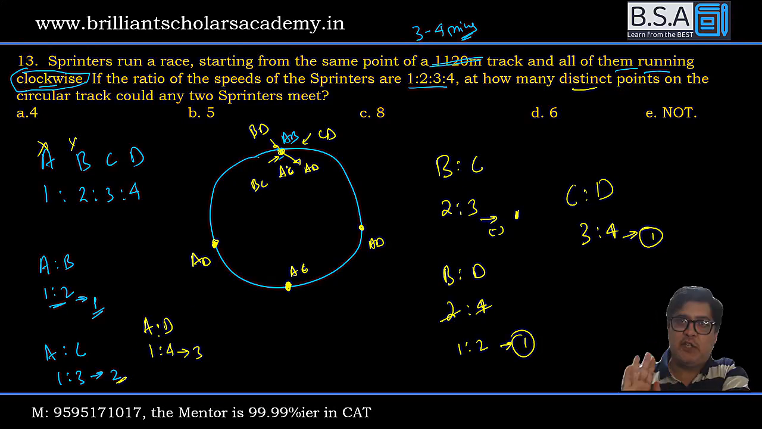So how many points can they meet at? Any two sprinters should meet. So I've taken care of all possibilities. So 1 point, 2 points, 3 points, and 4. So they can meet at 4 distinct points.